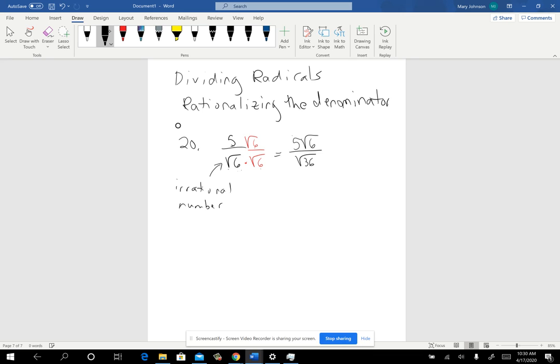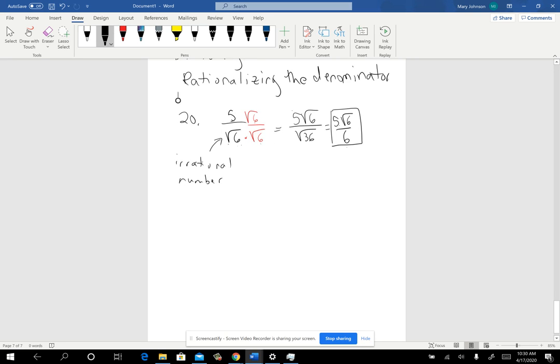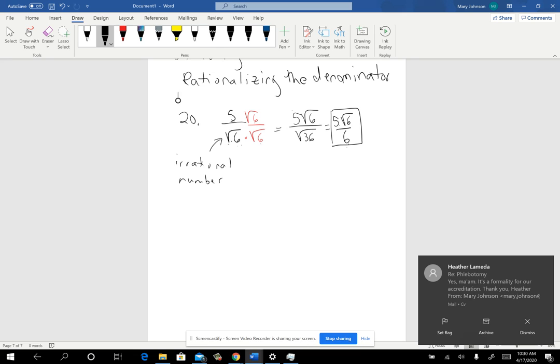So the square root of 36 you can simplify to just 6, and you have 5 square root of 6 over 6. And that turns out to be the final answer. That's the simplest radical form. You have to rationalize the denominator. It used to be an irrational number, but now the number 6, just the number 6, that's rational.